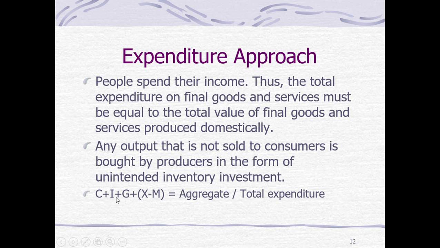This equation is normally used for the expenditure approach: C plus I plus G plus X minus M. X minus M is export minus import, and it's called net export. So if in any book you see X and there's a bar at the top, it means X minus M. This equation is normally called the aggregate or total expenditure.